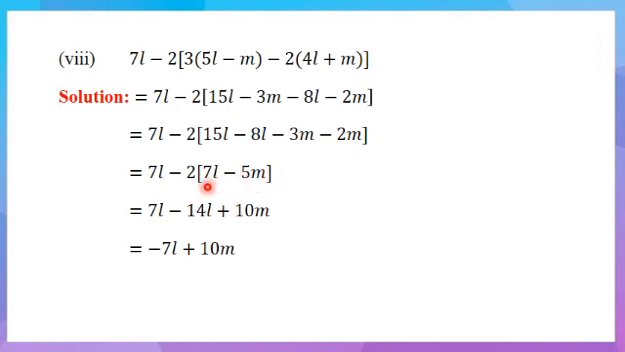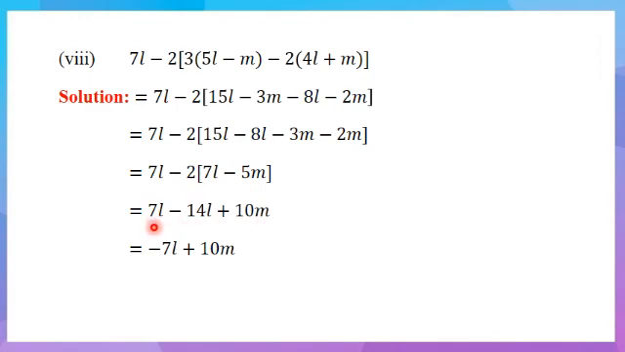And we are observing now that within that square bracket the two terms are unlike, we cannot simplify them, so simply we will expand the bracket. There is a constant number 2 outside the bracket, so we will multiply this 2 with all the terms inside the bracket. And there is a negative sign with the 2, so it will affect both the signs inside the bracket. So 7l minus 2 sevens are 14l, and this minus minus becomes plus, and 2 fives are 10m.